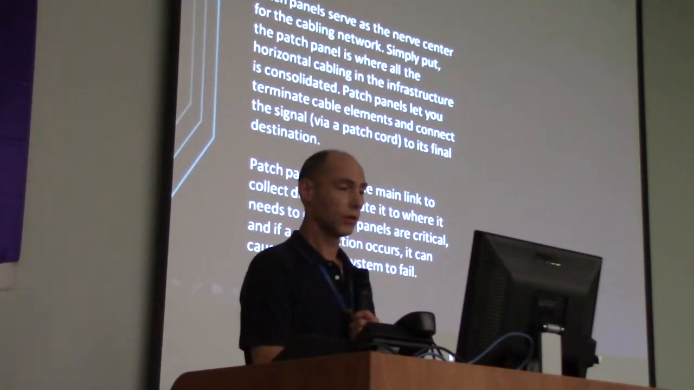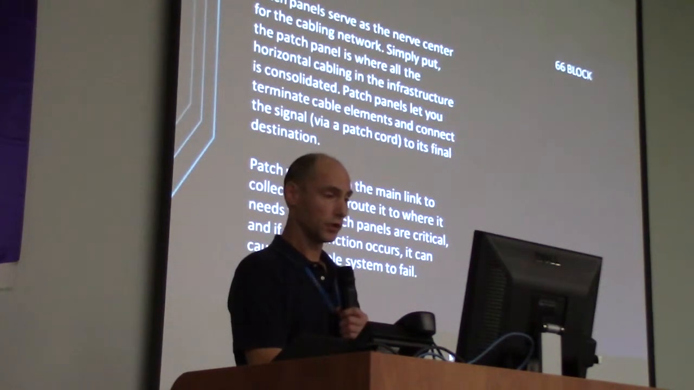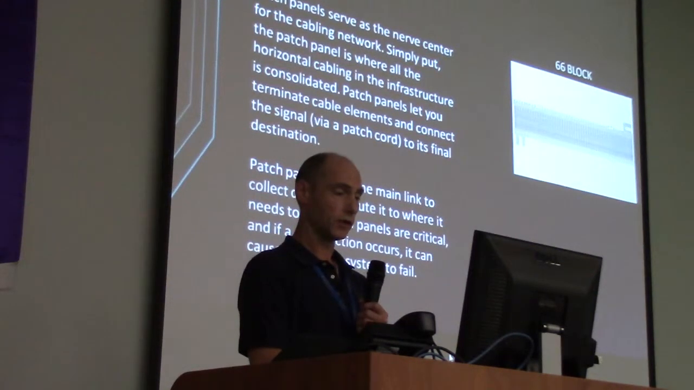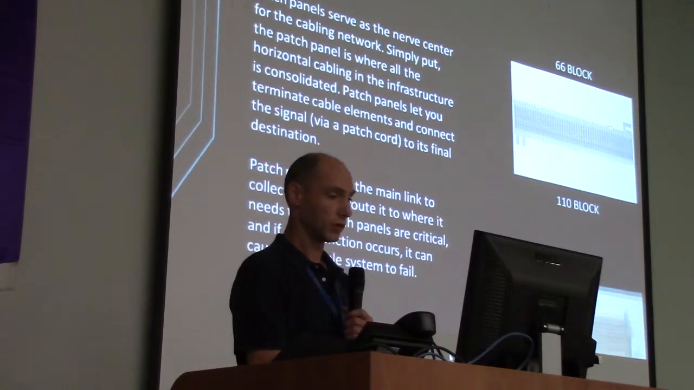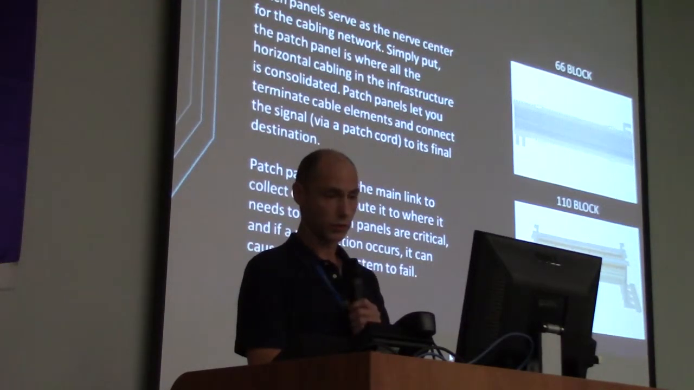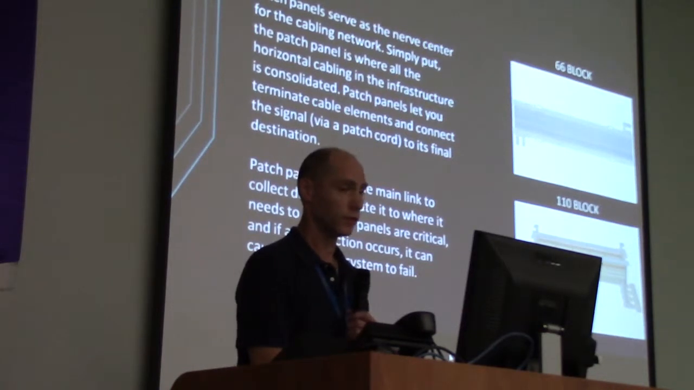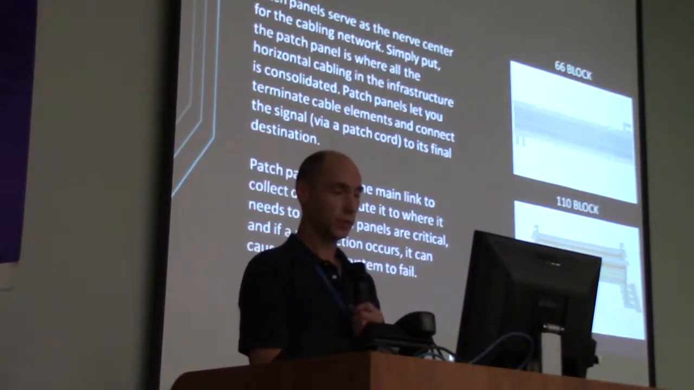Simply put, the patch panel is where all the horizontal cabling in the infrastructure is consolidated. Patch panels let you terminate cable elements and connect the signal via patch cord to its final destination. Patch panels form the main link to collect data and route it where it needs to go. Patch panels are critical, and if a malfunction occurs, it can cause the whole system to fail. And of course, there's a picture of a 66 block, which is mainly used for telecommunications or voice termination panels, and the 110 block is mainly used for data termination panels.